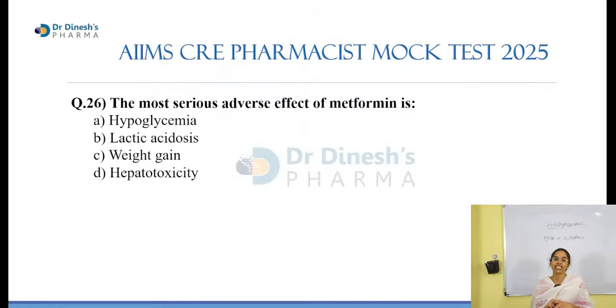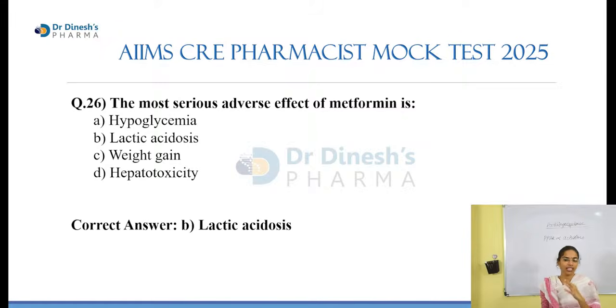The most serious adverse effect of metformin is, a very important and very common question: A, hypoglycemia, B, lactic acidosis, C, weight gain, D, hepatotoxicity. What is the serious adverse effect of metformin among these? It is nothing but lactic acidosis. Yes, lactic acidosis is one of the most common serious adverse effects of metformin. It does not have the adverse effects of hypoglycemia, weight gain or hepatotoxicity seen with other classes of drugs.